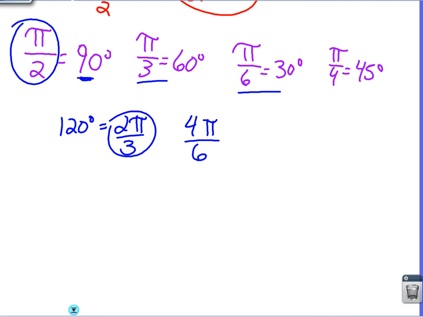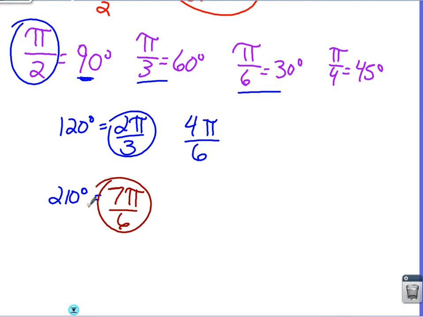What about 210 degrees? I'll give you a second to think about this one. 210 degrees. Try to find a relationship between one of those common angles that I put up there and 210 degrees. Which one is it related to? Good. How many 30s is it? 7. So 7 pi over 6s.